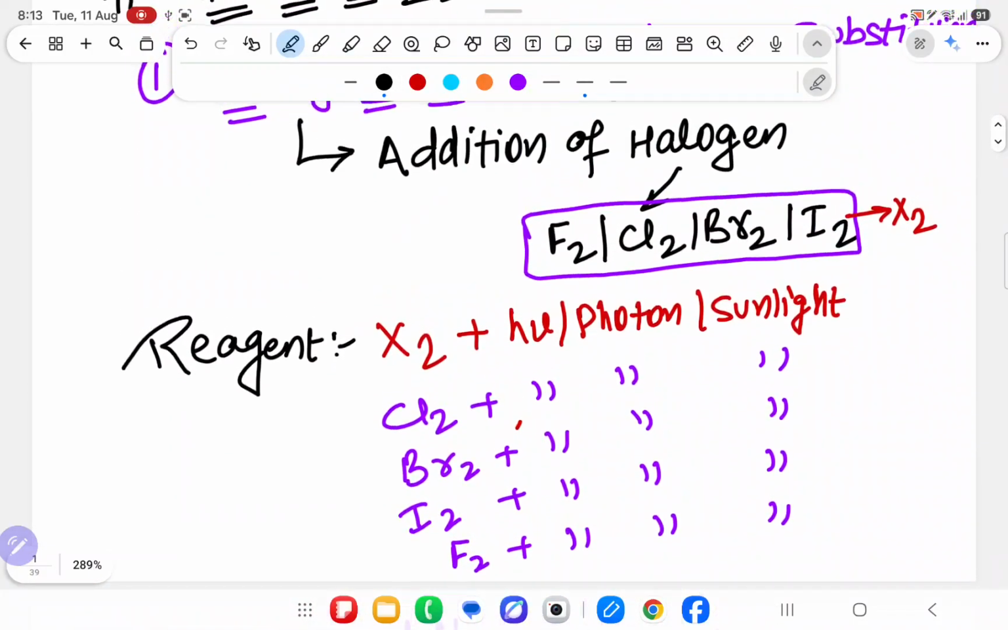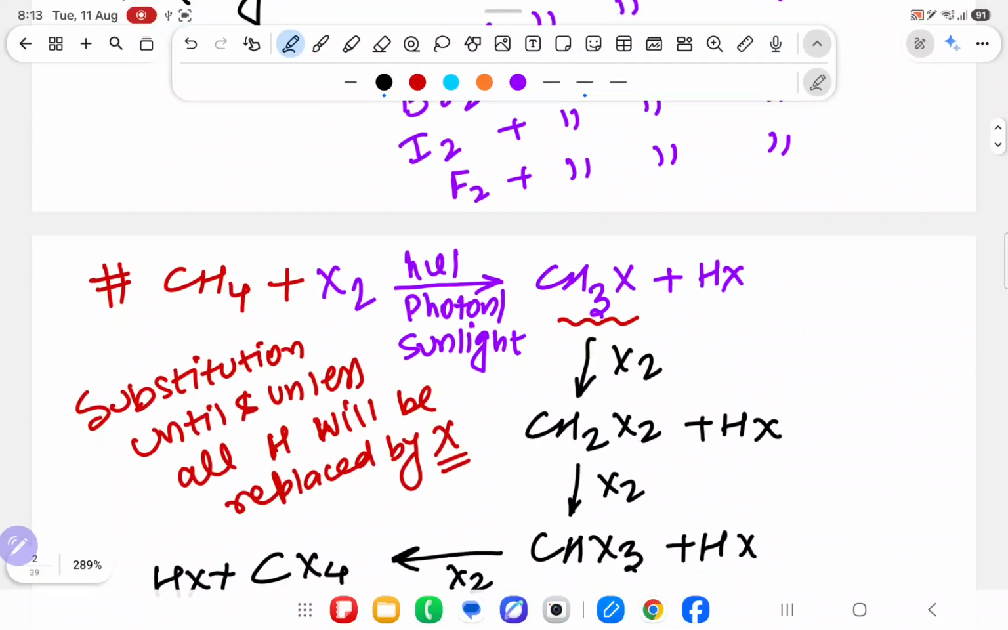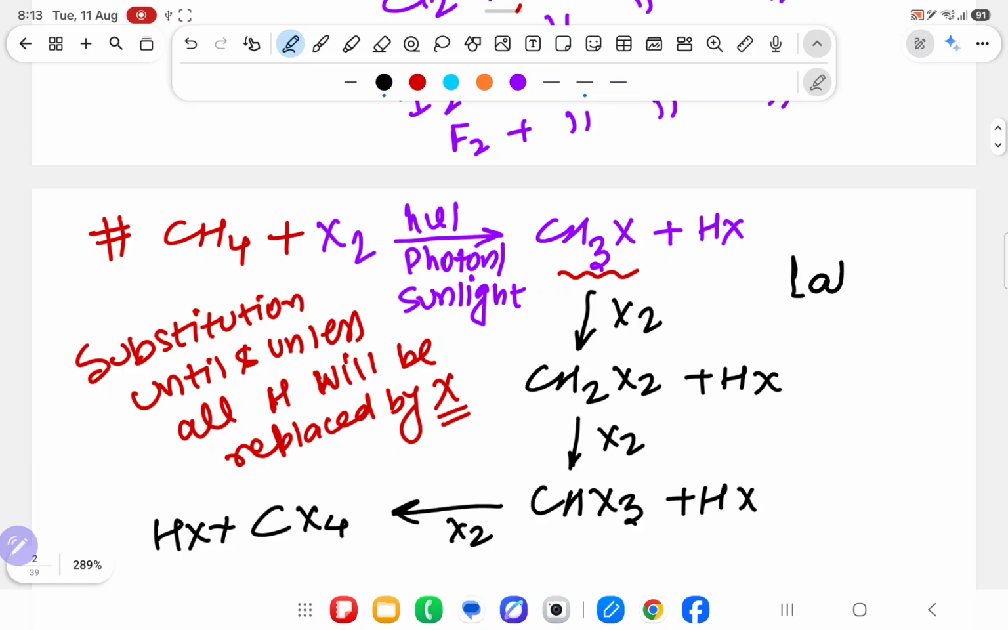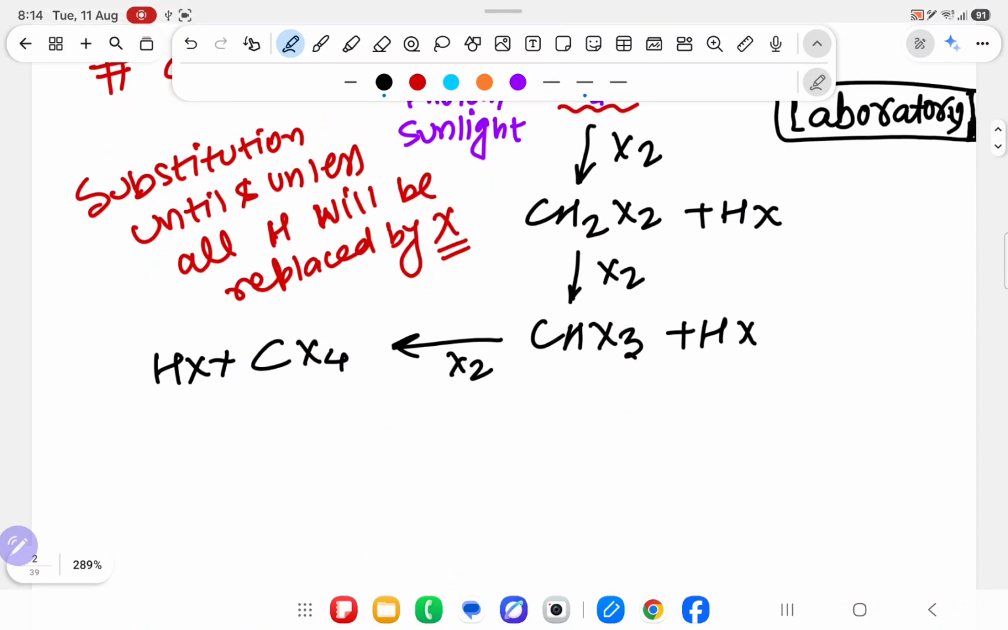First I have written the reagent is this. Whenever you are reacting with X2, what happens? If you are going to do this reaction in the laboratory, what is the problem coming? Each and every halogen will remove all hydrogen until and unless all hydrogen will not go and all halogen will not be added. This reaction keeps on continuing. So from here you will write, it is not a laboratory method.